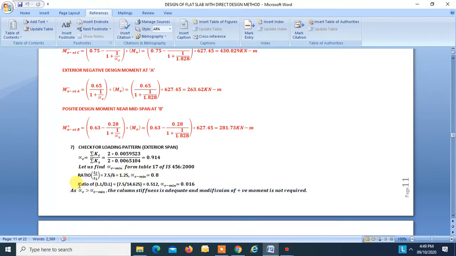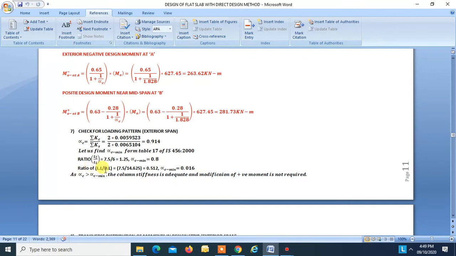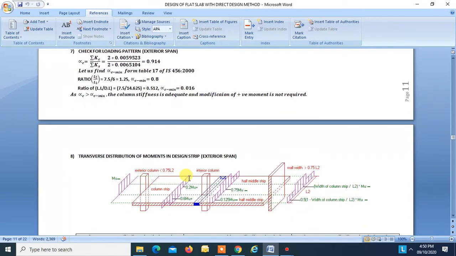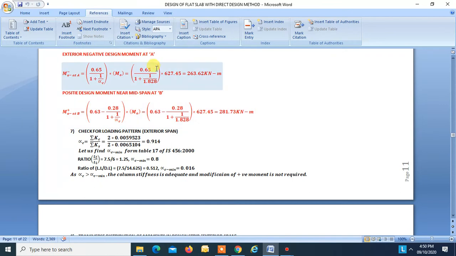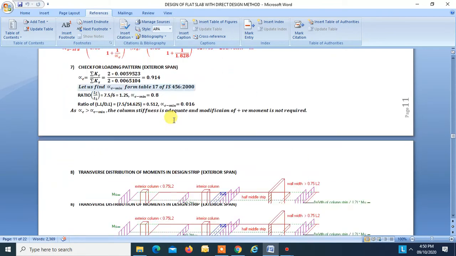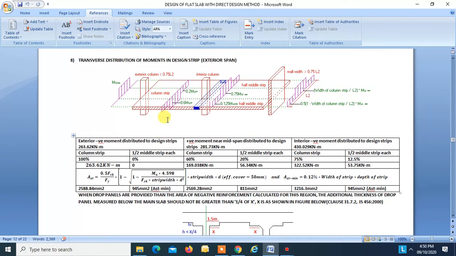Similarly, find alpha c minimum for imposed load by dead load, which is equal to 0.512. Alpha c min is found to be 0.016. So we have to take alpha c minimum as the lesser of these two, that is 0.016. Our alpha c is this, which is greater than this. So as alpha c is greater than alpha c minimum, the column stiffness is adequate and modification for positive moment is not required. Now let us distribute these longitudinal moments transversely. So this is the table.